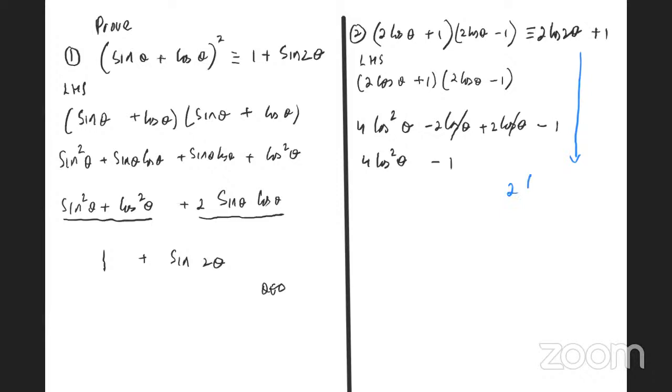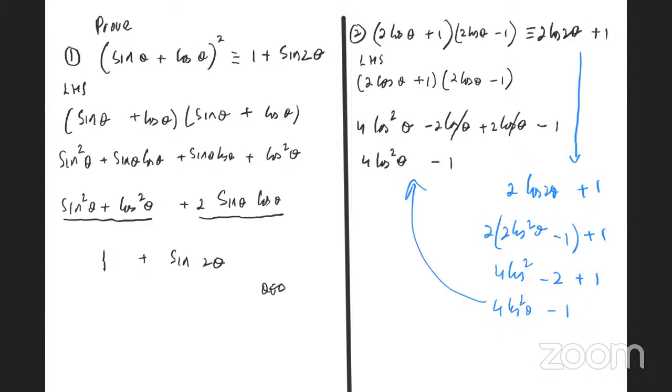So we have 2 cos 2 theta plus 1, which is the same as 2 by 2 cos squared theta minus 1, plus 1 on the end, right? So this is 4 cos squared theta minus 2 plus 1. When you work this out, you will get 4 cos squared theta minus 1, which is exactly what we have here, right? So as I told you, when you reach here, all you have to do is just write this out from the bottom up, right?